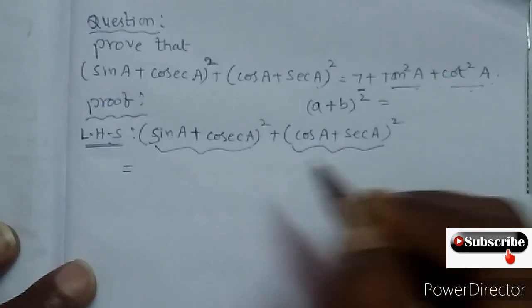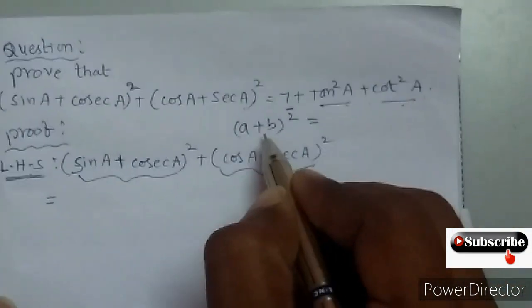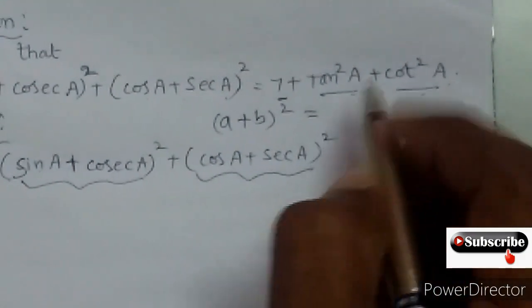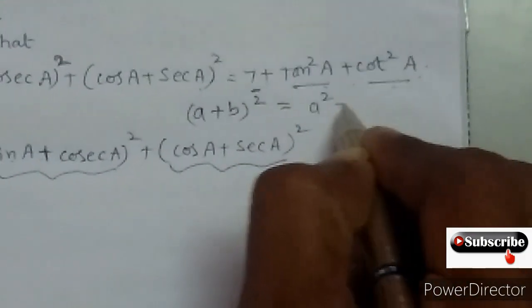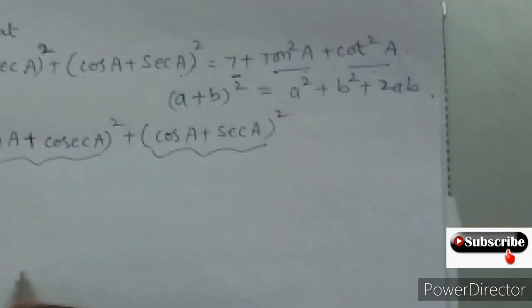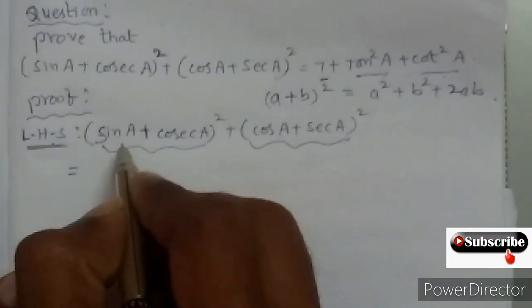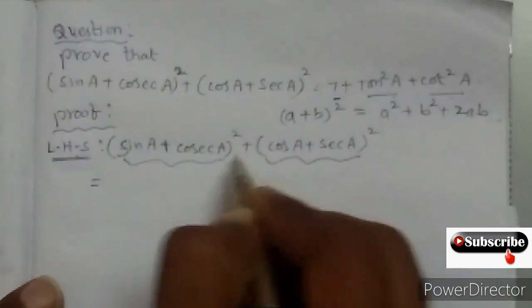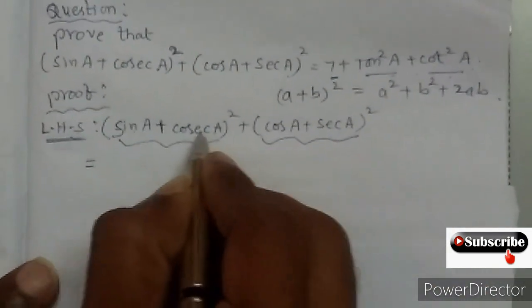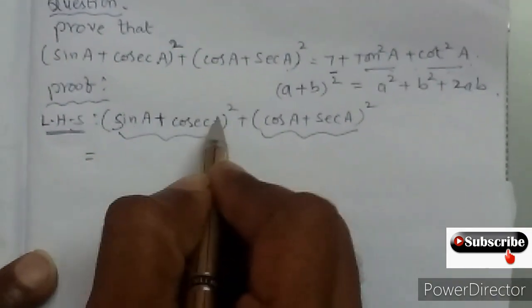A plus B whole square is equals to, all of you know that this formula is A square plus 2AB plus B square. We can write that value as A square plus B square plus 2AB also. So let us apply this formula to this part. So here take sin A as A and cosecant A as B. Now apply this formula. So A plus B whole square means A square plus 2AB plus B square.